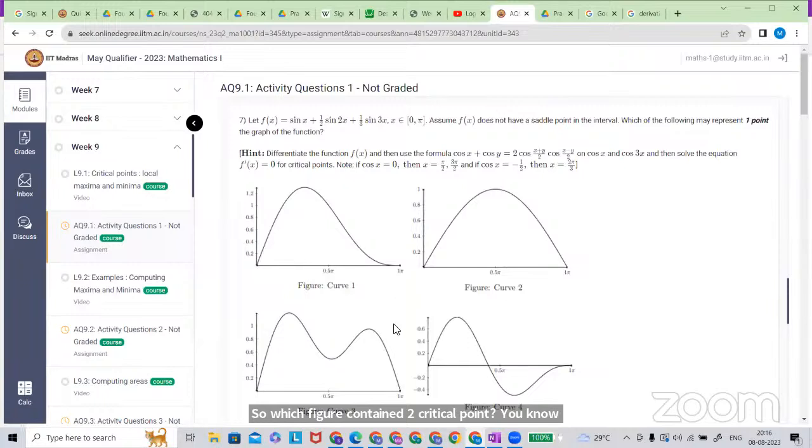Third option? The third option contains 3 critical points, right? Sorry, this one is a local maxima, and this one and this one. There are 3 local maxima or minima. The fourth option contains only 2 critical points, one local maxima and one local minimum. So while looking at it, you can tell something.